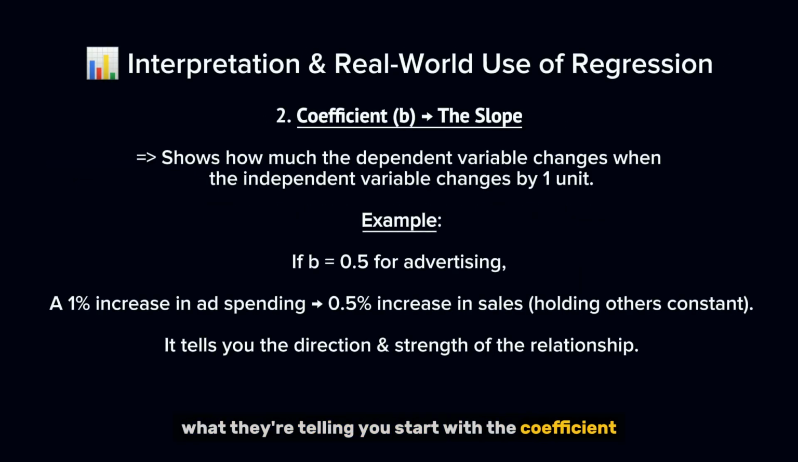Start with the coefficient, often shown as b. Let's say your model shows b equals 0.5 for advertising. What that means is simple. For every 1% increase in advertising spending, your sales are expected to rise by 0.5%, assuming everything else stays constant. It's basically the slope of the line, how strongly one variable moves when the other changes.